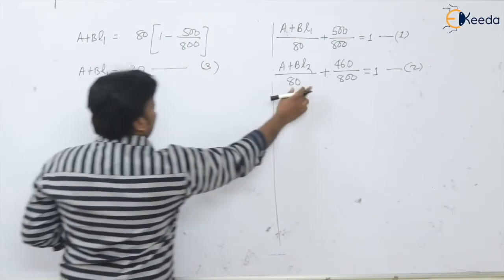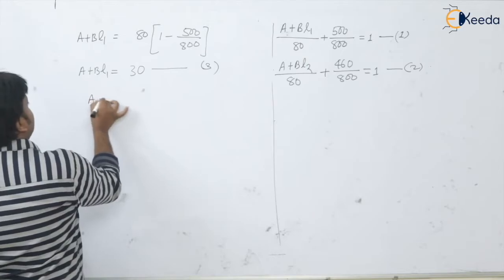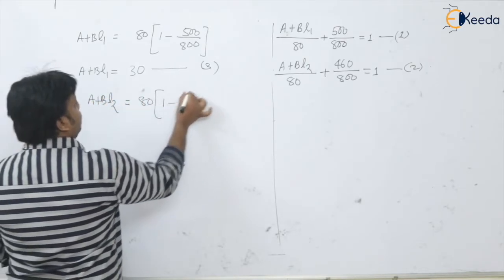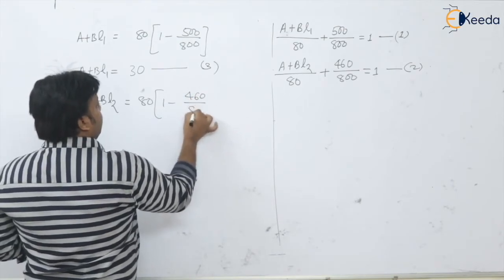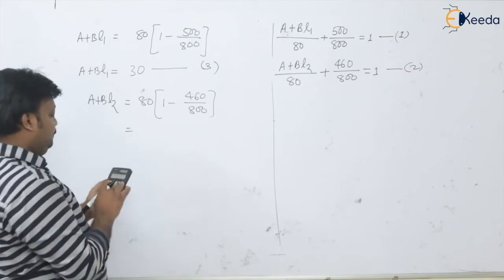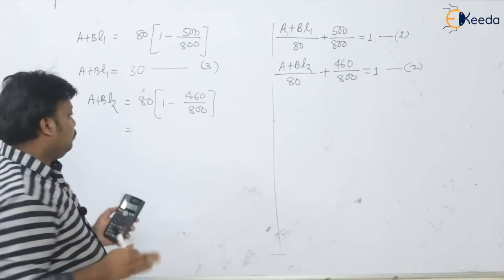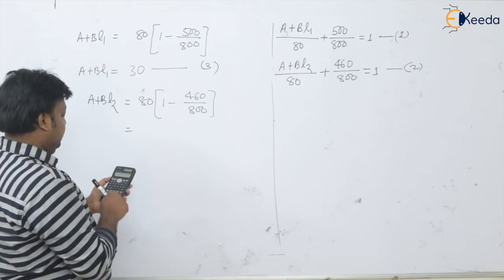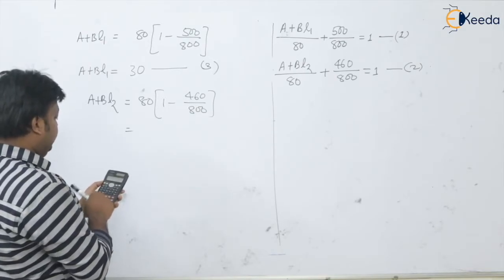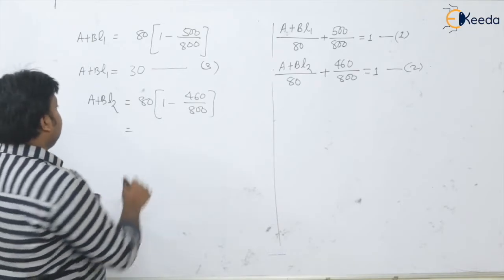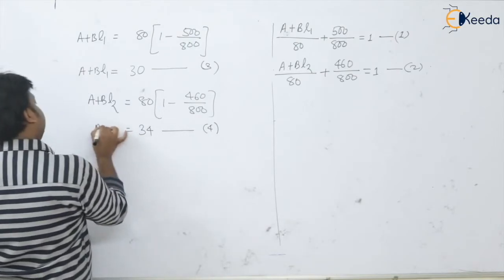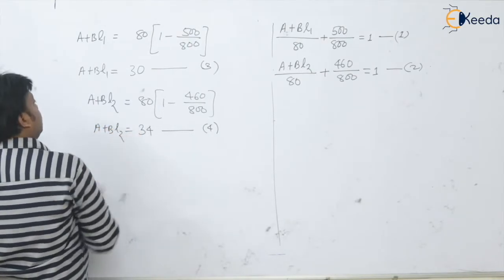And from here what we can write, A plus BL2 is equal to 80 into 1 minus 460 divided by 800. You need to do this: 460 divided by 800, 1 minus answer, into 80, you will get it as 34. This is equation number 4, that is A plus BL2 is 34.